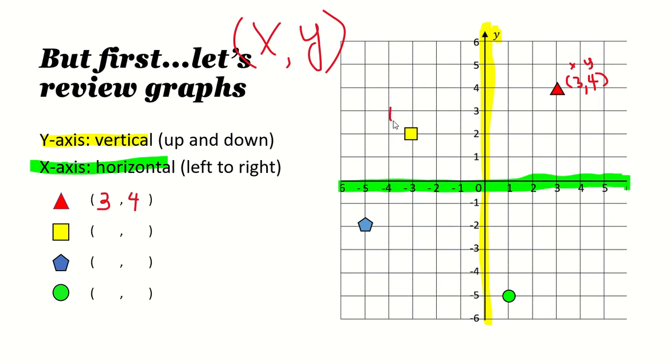The square is located at -3, 2. The pentagon is located at -5, and it's hitting the y-axis at -2. And the circle is situated at 1, comma, -5. Okay, those are your points. And this is how you label points on a graph. You will need to use this in a minute.